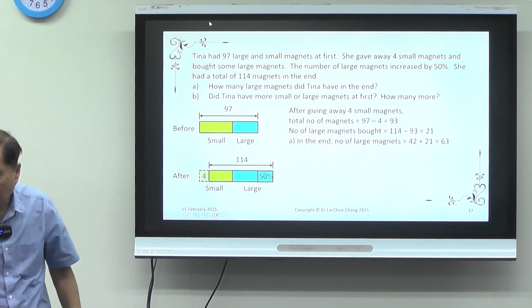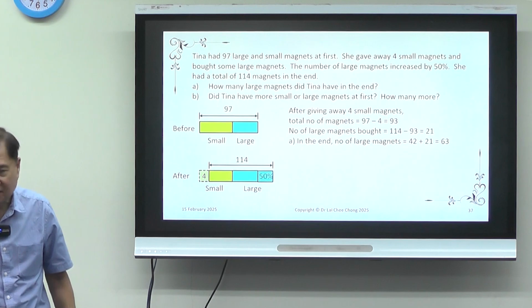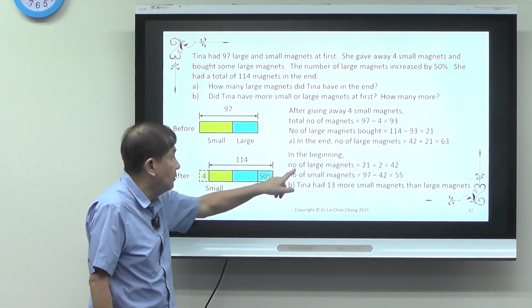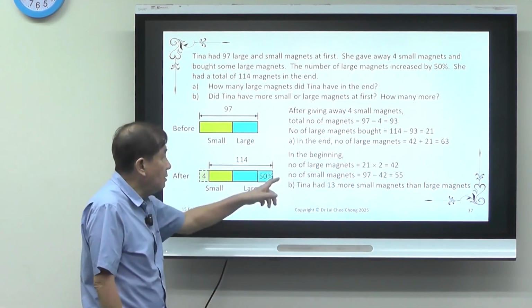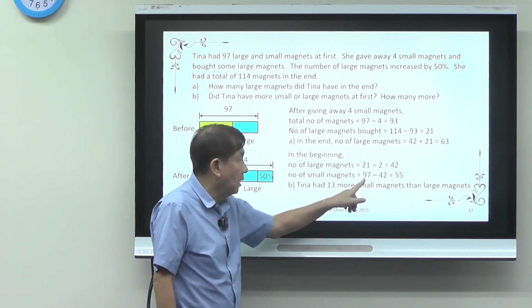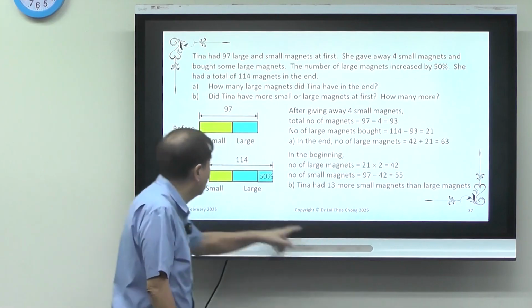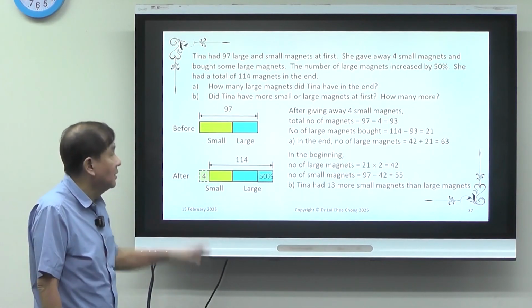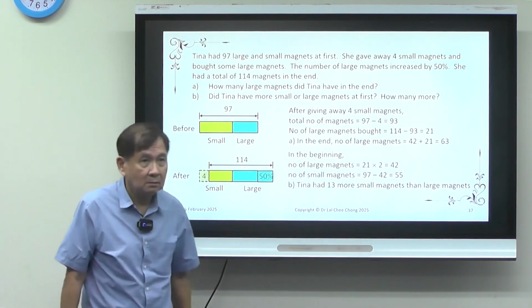Now, part B, by the way. Did Tina have more small or large magnets at first? How many more? Now, at the beginning. Beginning, he has how many? 42. Am I right? The small one is what? 97 minus 42. 55. So actually, at the beginning, there are more small magnets. Am I right? So there are more small magnets at the beginning. How many more? 13 more.